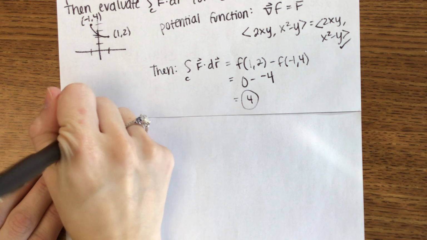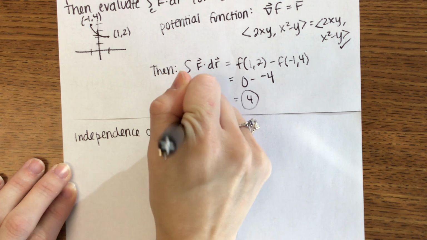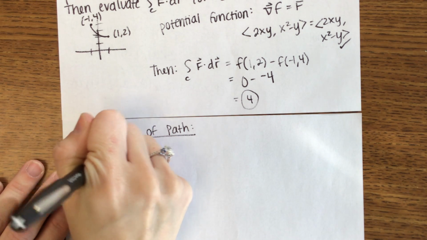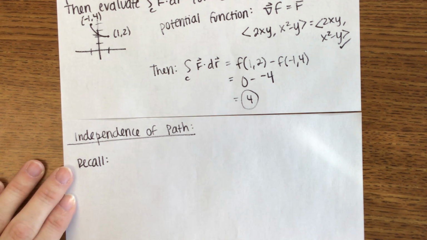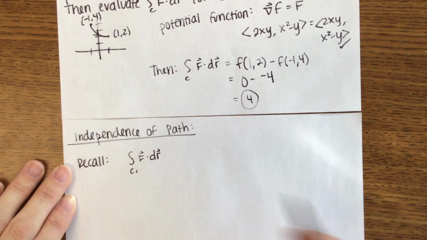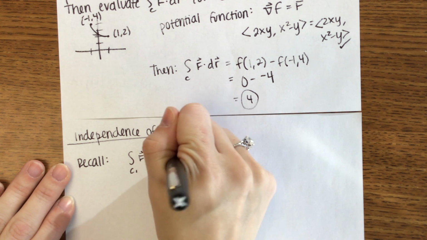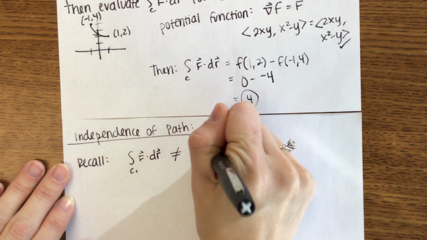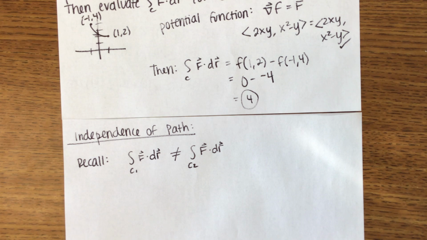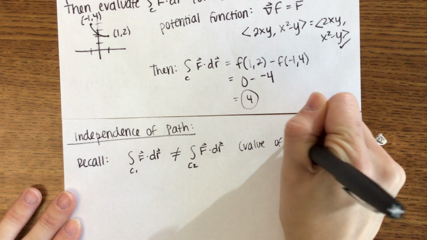Okay, next thing we need to talk about is independence of path. So one thing I want us to recall is when we took the line integral of F dot dr over some curve C1, hopefully we recall that was not the same as F dot dr over a different curve with the same endpoints. So what I'm saying here is that the value of the line integral depends on the path.